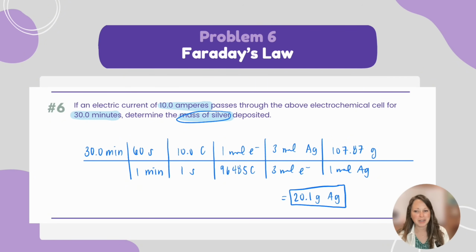The other type of question we might see is something where we're actually given the mass and we want to figure out how long the cell operates. But again, use your constants, and set it up so that your units are canceling on the diagonal.